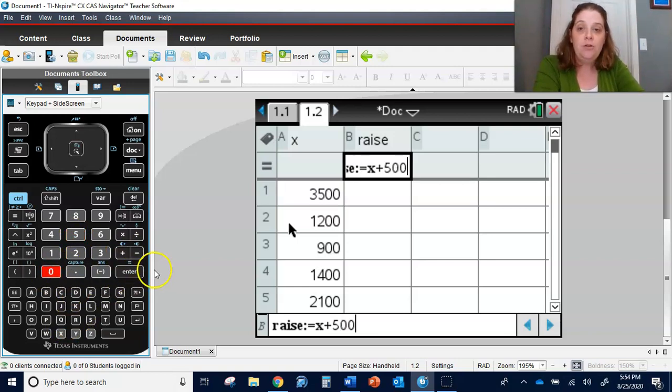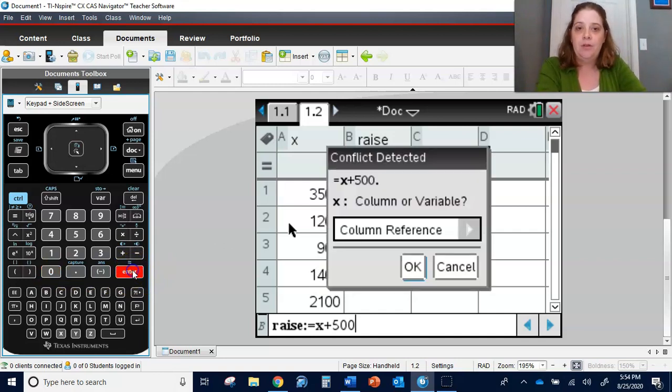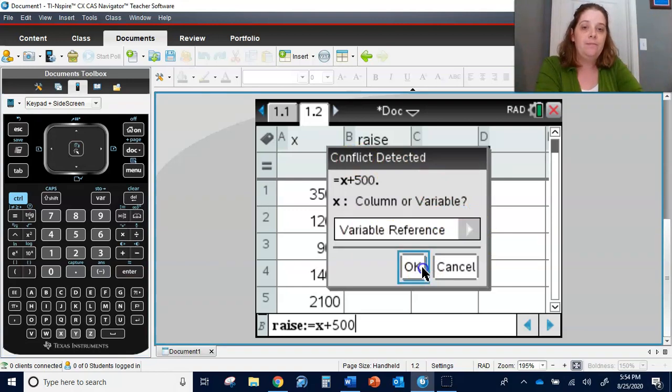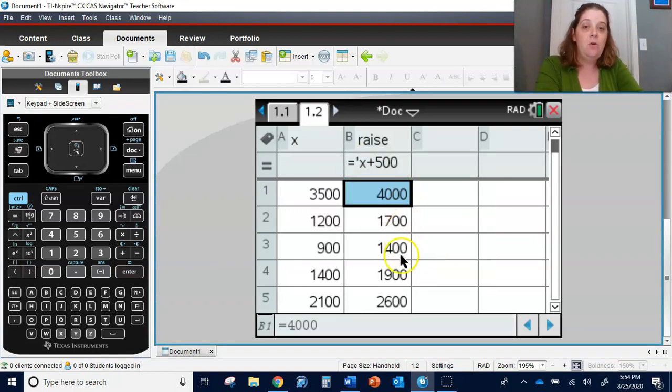Now, when you go to do this, a lot of times you're going to get an error, and it's going to say, do you mean the column or the variable? It's asking whether you mean column x or variable x. So I'm going to click in here and say variable reference. It's going to fill that whole column up with all these numbers plus $500, which is very convenient. Now I'm going to go ahead and run the one variable statistics again. I don't like to be in the cell that I'm in, so I'm going to go over here.